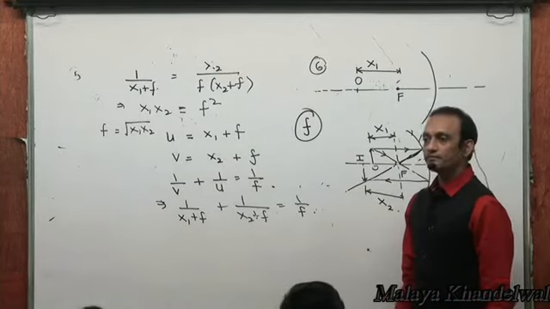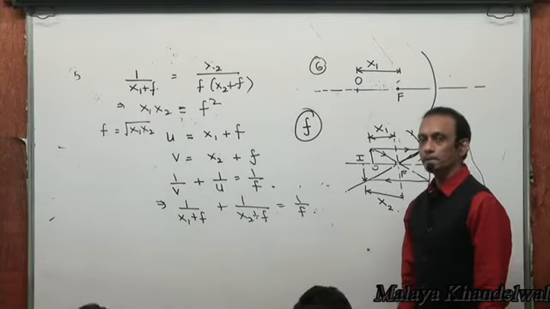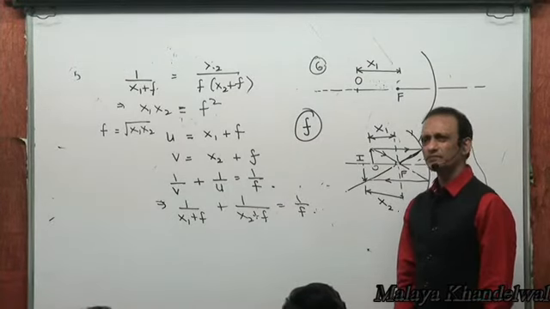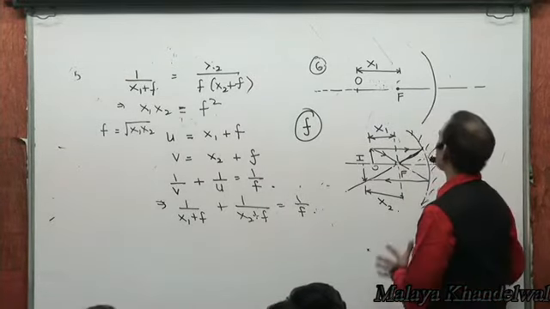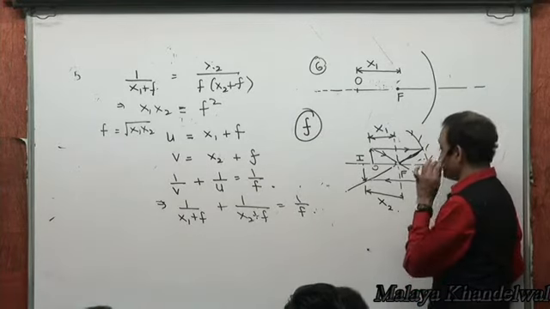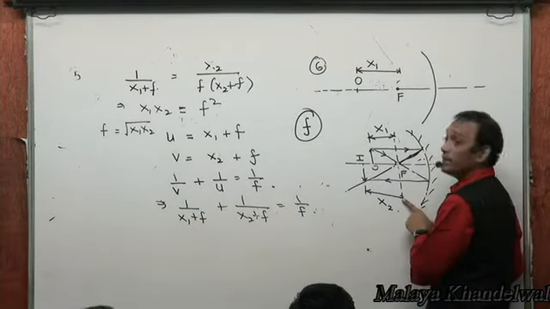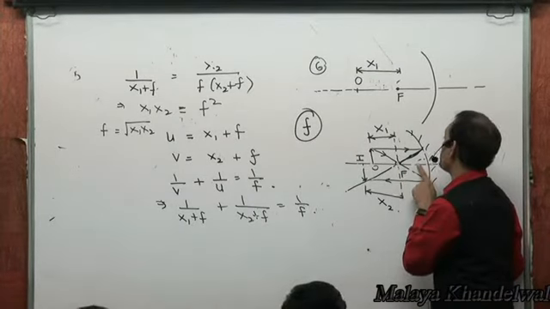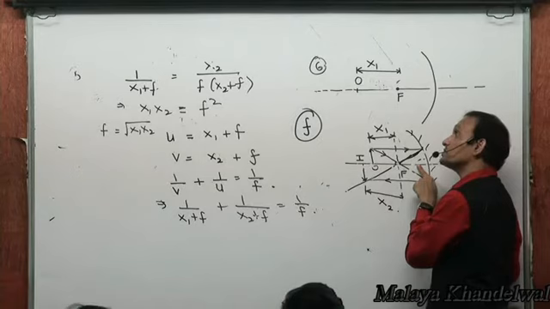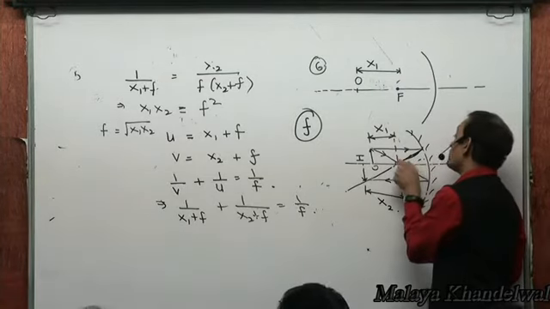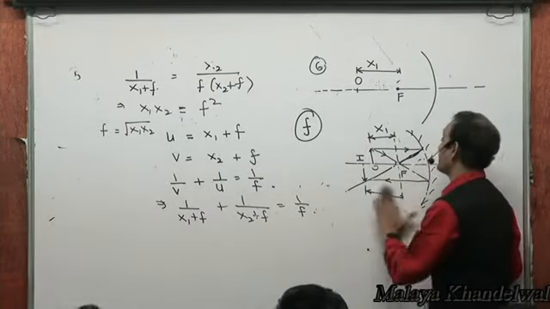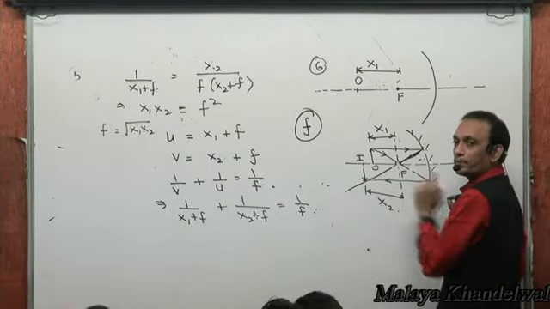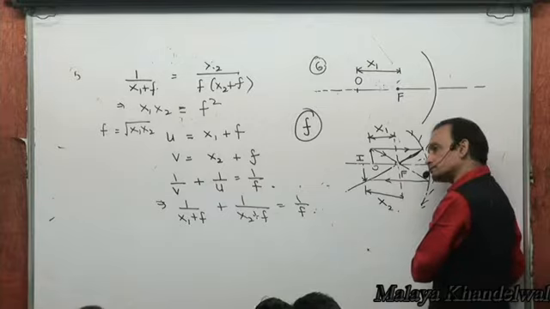How did you guys solve? Same way, right? That's all right. The diagram would have been necessary so that you make sure the image is formed to the left of F. Because if the image were formed to the right of F, then the image distance would have been F minus x2. Just to make sure that it is F plus x2, it was important to draw the ray diagram.